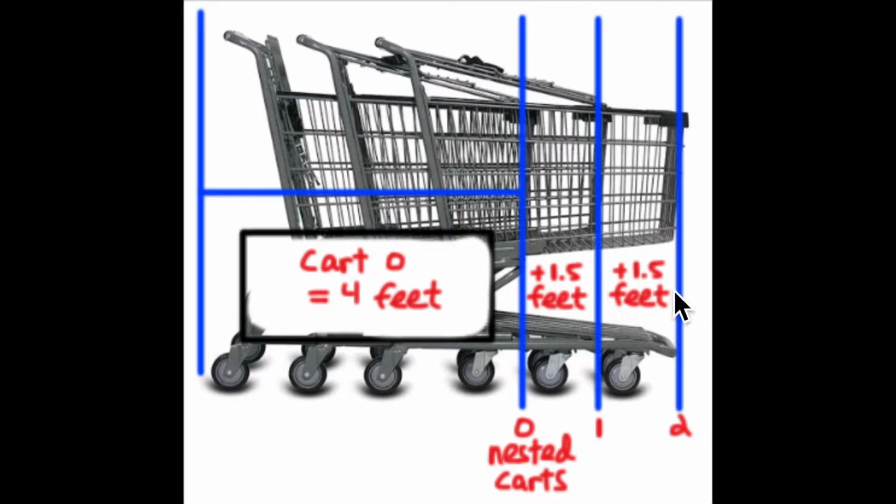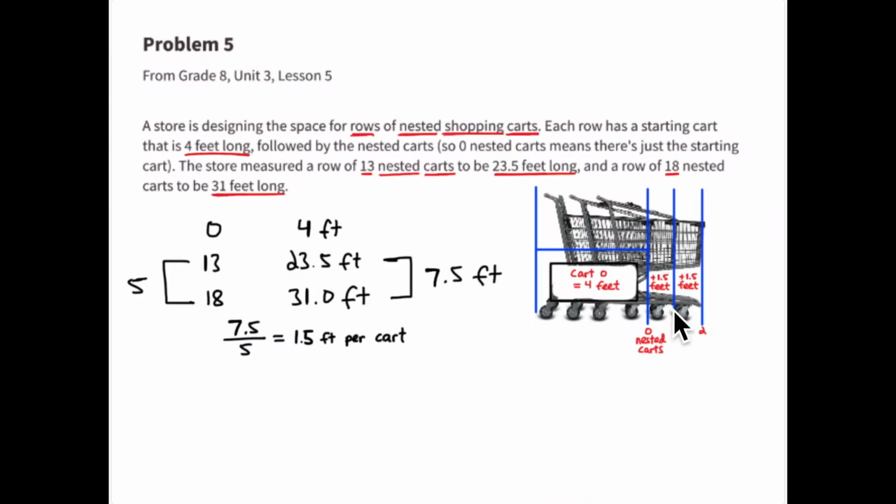So how do I get this calculation of 1.5 feet? That is a 1.5 foot change for every nested cart that's added. So this is building the idea of slope, or change for each unit along the x-axis, or in this case, each cart. I can calculate this 1.5 foot increase by noticing that if I increase the number of nested carts by 5, so if I go from 13 nested carts to 18 nested carts, that's a 5 nested cart increase.